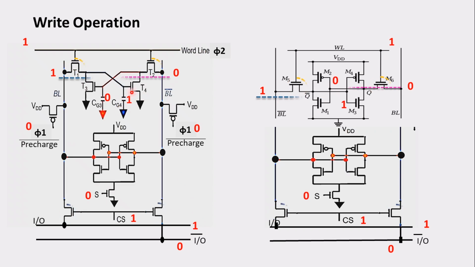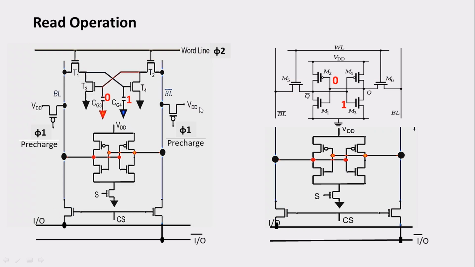So this CG4 would have discharge to ground, and then CG3 would have discharge to VDD. The same operation, but there is not much difference. So now let us look into the read operation of this particular value. As we know from the previous slide, CG3 has been discharged to ground, CG4 has been charged to VDD, right? So now let us apply.